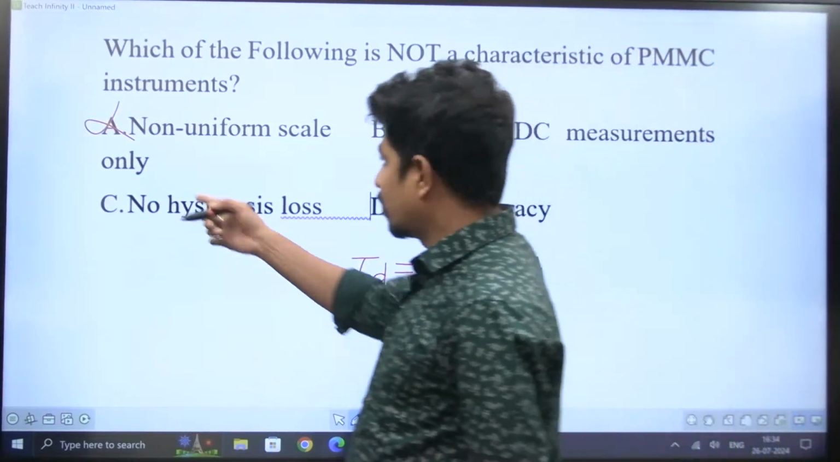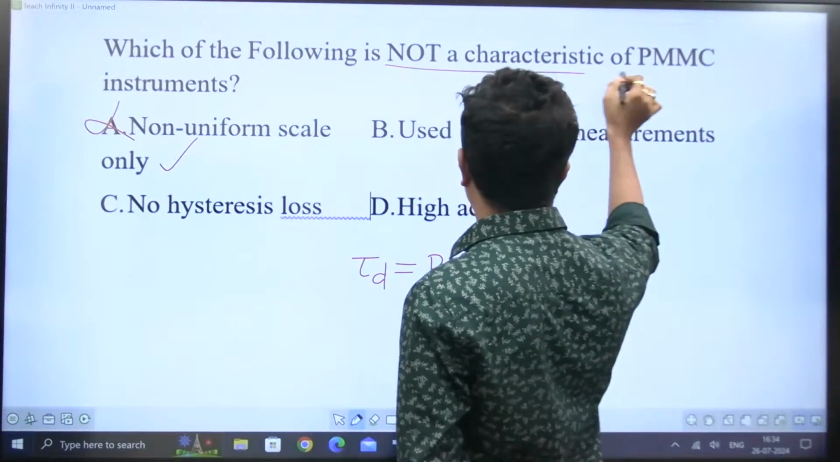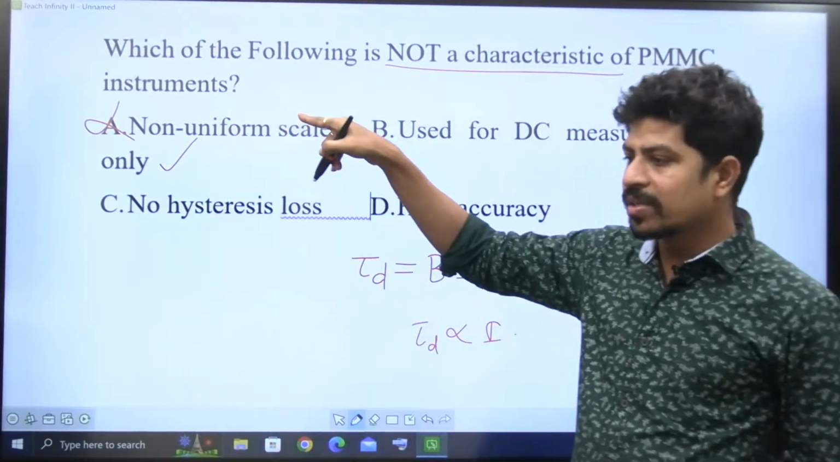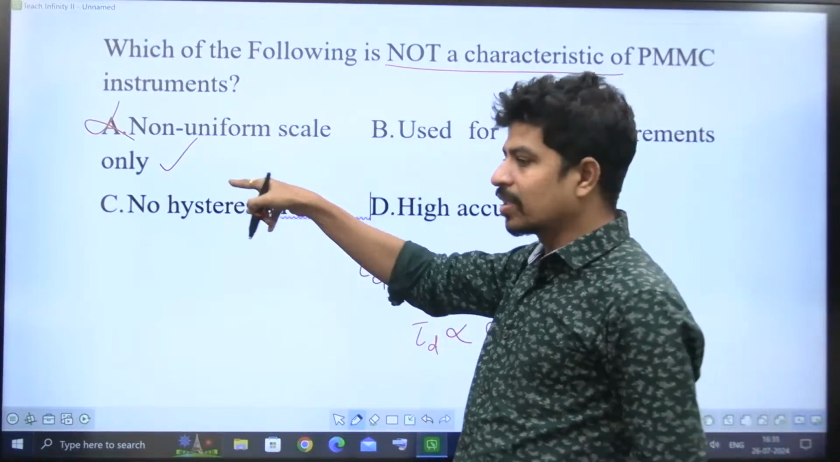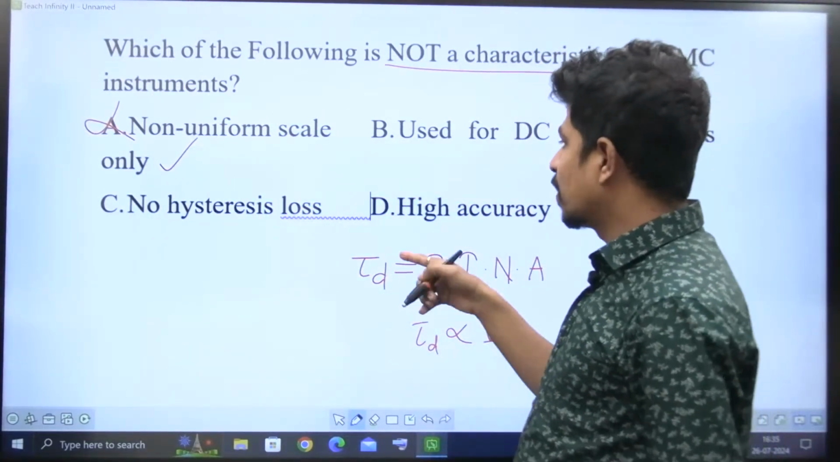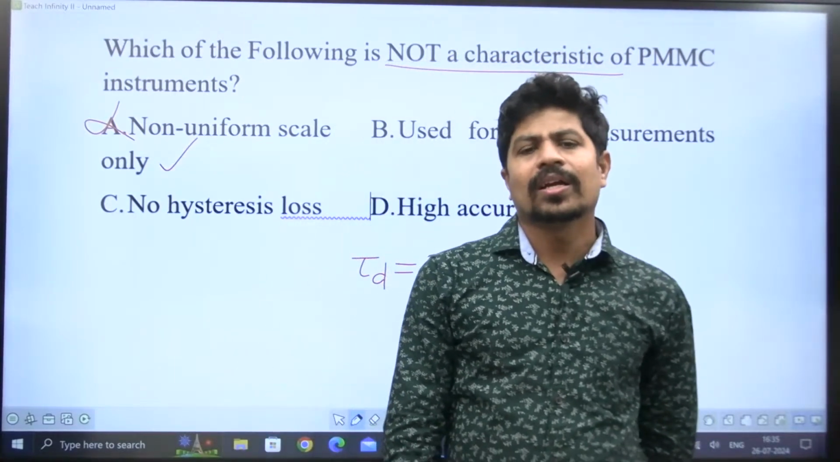See here, this is not the characteristic, and this is our answer. He is asking for the one that is not a characteristic, so option A is our answer. Don't misunderstand that because I crossed it, it means that is not the answer. That is the answer. Used for DC measurement, yes, this is only used for DC measurement. And no hysteresis loss, yes in PMMC. Why? Because it is measuring DC.